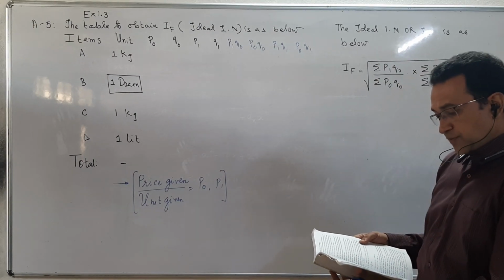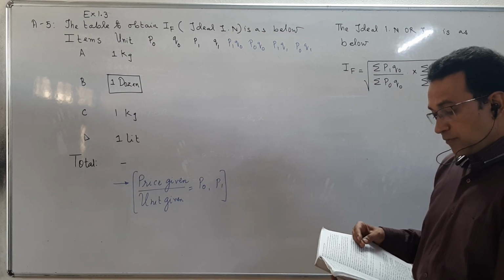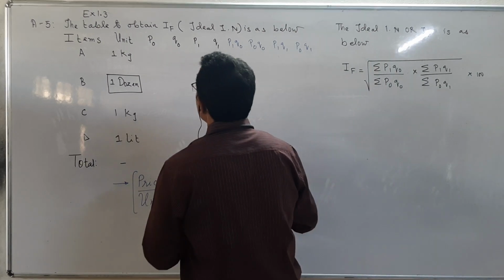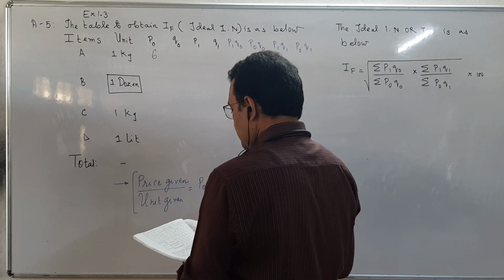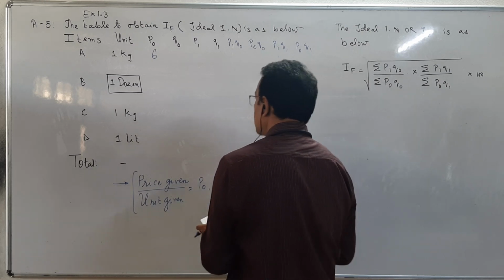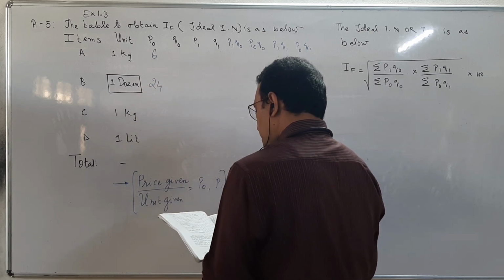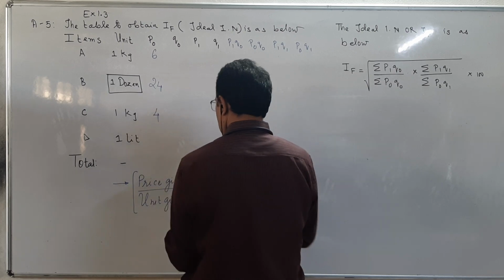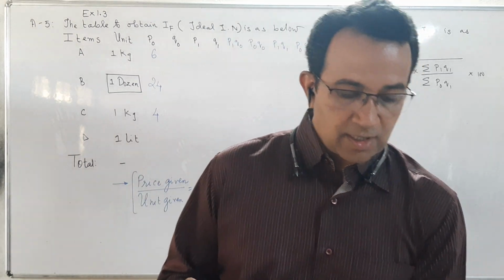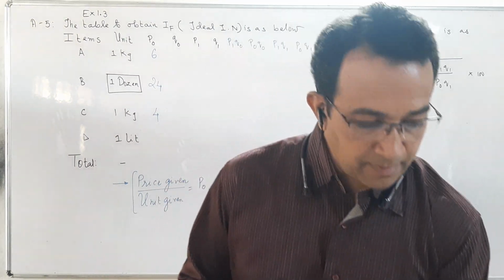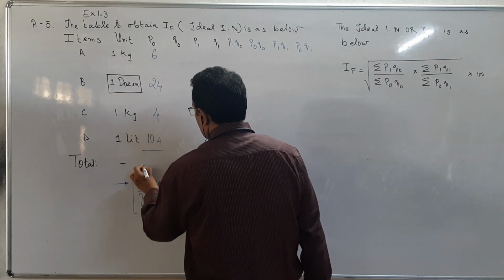So, the price for the base 20 kg is costing 120 rupees. So per kg, 120 divided by 20, so 6 rupees. Then 5 dozen is costing 120 rupees. So per dozen, 120 divided by 5, so 24. Then 4 divided by 1, so of course 4. 5 liters is costing 52 rupees. So per liter, 52 divided by 5, so 10.4. This total we don't require.